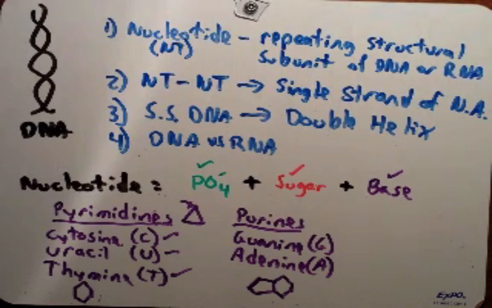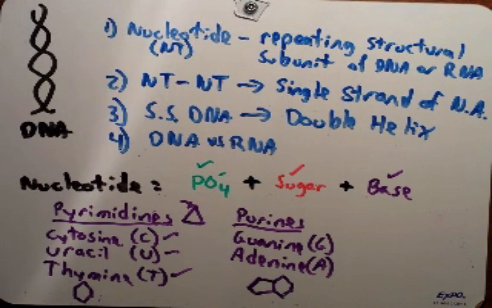The way I've always remembered that the pyrimidines are a 1-ring structure and purines are 2-ring structures is that the word pyrimidine is a longer word, yet the structure is smaller than purine, which is a shorter word and its structure is larger. So it's kind of counterintuitive.